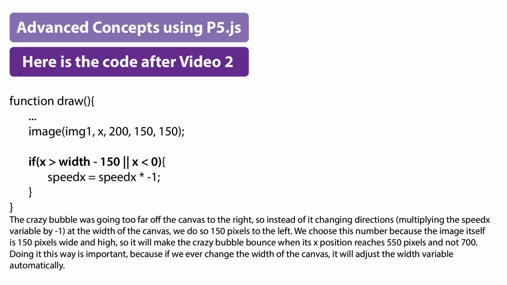So that's what we did, basically. Instead of the bubble bouncing at 700 pixels, now it's bouncing when X reaches 550 pixels.